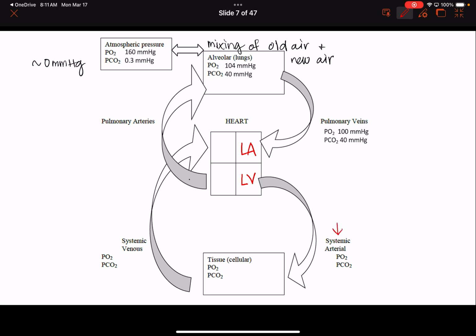Now, from the pulmonary veins here, and then our travel through the left side of the heart and out the aorta, have we exchanged any gases through the heart? No, we haven't approached any other capillaries. All we're doing is sending that blood through the left side of the heart and out the aorta. And so the partial pressures for the systemic arteries should be the exact same as the partial pressures for the pulmonary veins. This is still oxygenated blood. We still have not delivered any of this oxygen to the tissues yet. So we're still at a PO2 of 100 and a PCO2 of 40.